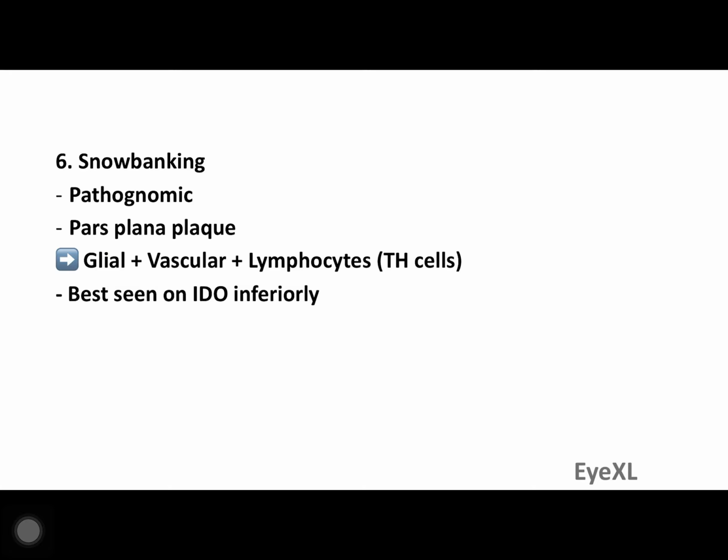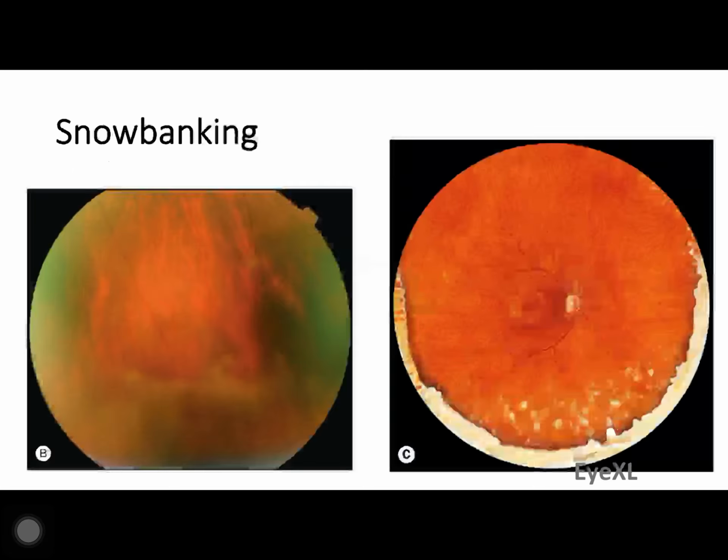So what does this plaque constitute of? What does this exudate constitute of? It constitutes glial cells of the blood vessels of the retina. It constitutes vascular tissue, because if there are exudates, then the body needs to heal, and to heal, the body tries to produce new blood vessels in the form of neovascularization to reach these exudates, to drain out the exudates that are present, and lymphocytes. These lymphocytes are predominantly of the helper T cell category, and these are again best seen on indirect ophthalmoscopy, present inferiorly. So this is how snow banking appears.